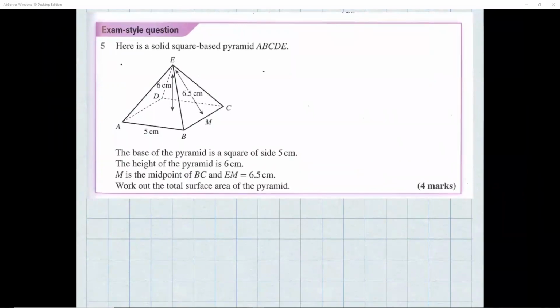Okay, let's have Abdullah B. Are you ready to do this question quickly? Yes. Okay, lovely. Read the question. Here is a solid square-based pyramid A, B, C, D, E. The base of the pyramid is a square of side 5 centimeter. The height of the pyramid is 6 centimeter. M is the midpoint of BC and EM equals 6.5 centimeter. Work out the total surface area of the pyramid.